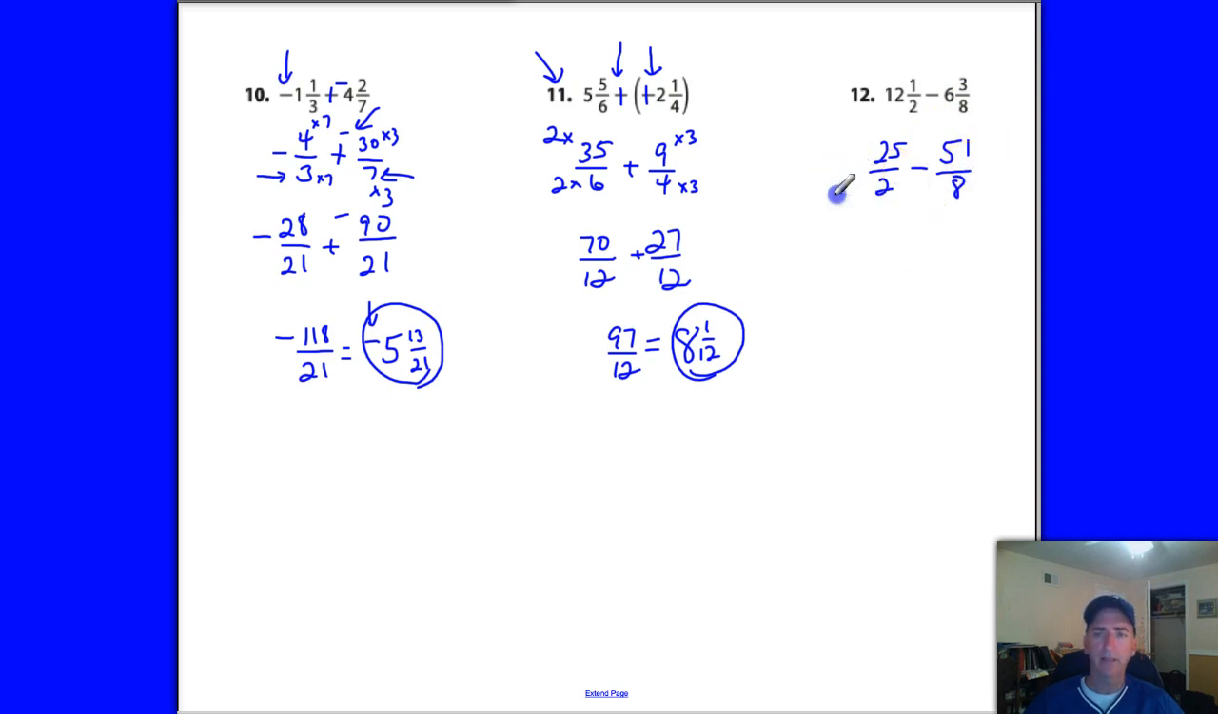Get that, you're going to multiply that by 4 over 4, and you're going to get 100 over 8 minus 51 over 8, and that works out to be 49 over 8, and 8 goes into 49 6 times with 1 left over. And there you have it right there. So again, I went kind of fast on that one. Go back and look at it if you didn't quite follow it, or if you didn't get that answer.